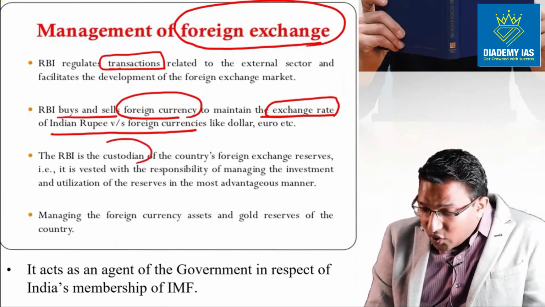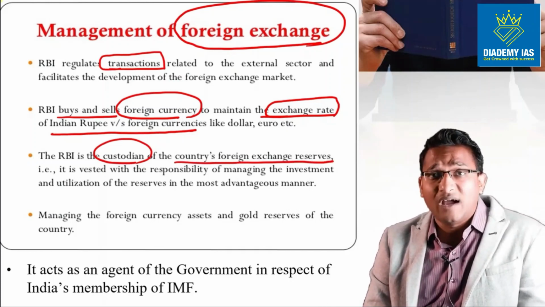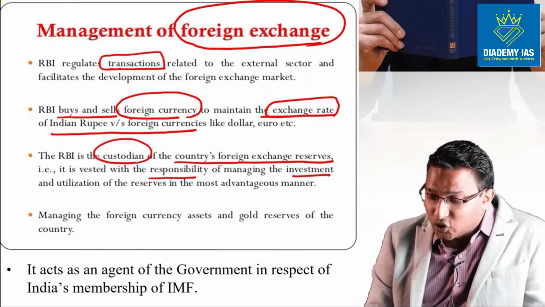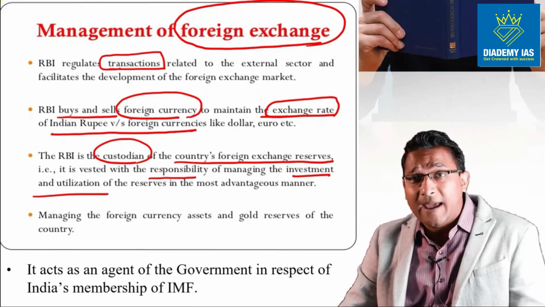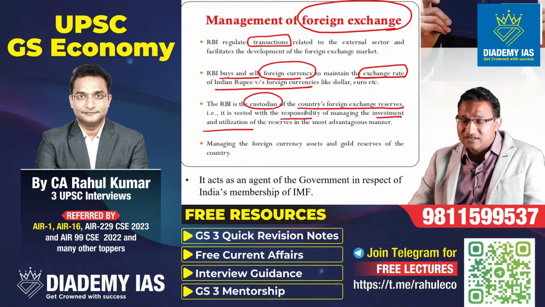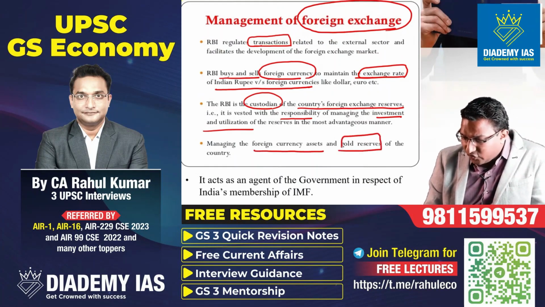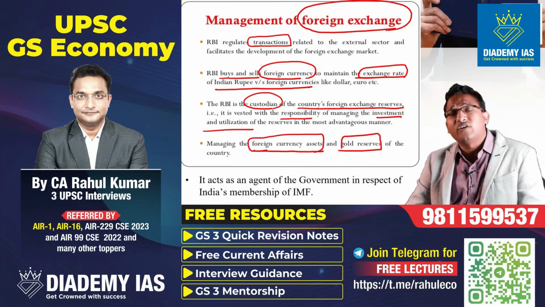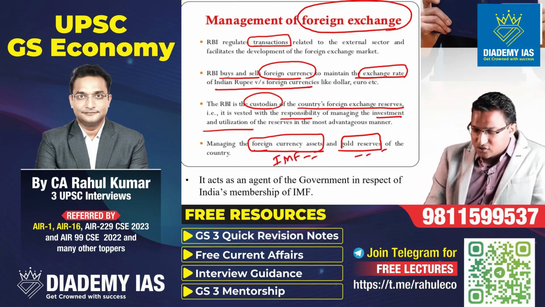The RBI is the custodian of the foreign exchange reserves. All the foreign exchange reserves are kept with the RBI on behalf of the government. It is vested with the responsibility of managing the investment and utilization of the reserves in the most advantageous manner, which also ensures that it generates some income from these reserves. It manages the foreign currency assets and the gold reserves, right? Foreign currency assets means the investments which are made by the country into the assets of other countries, like the IMF reserve, etc., and the gold reserves also.